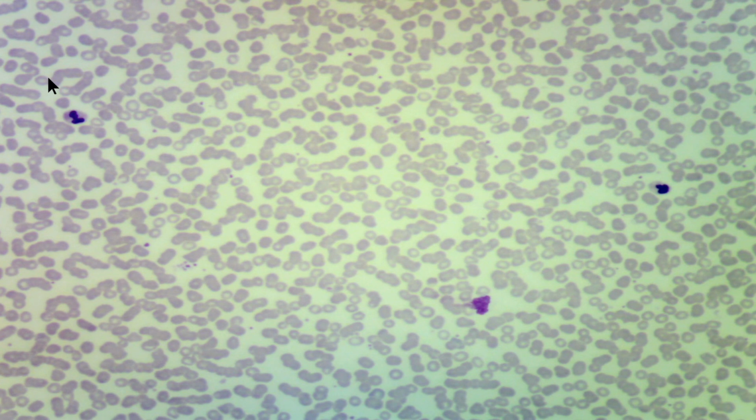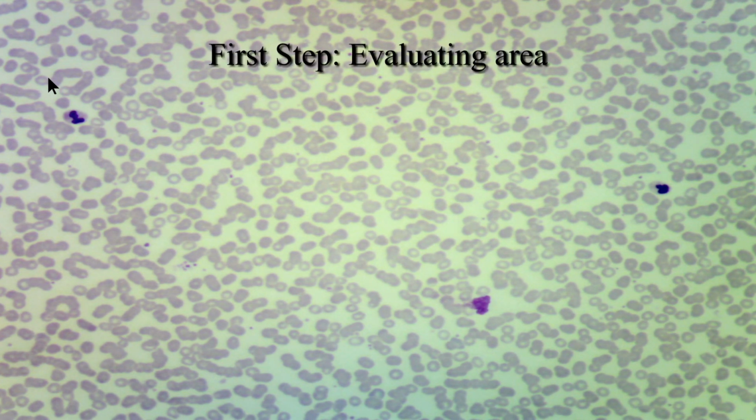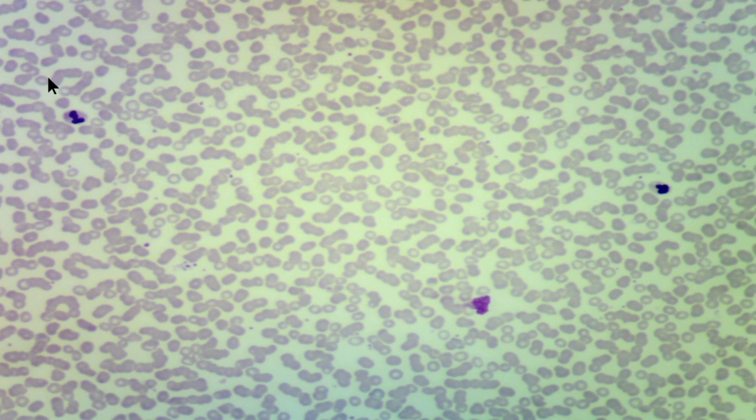Regarding the blood smear evaluation, the most important first step is to identify the proper area to evaluate blood cells. Right now, we are in an area that some of the cells are stacked up on top of each other, as you may be able to see in these areas.